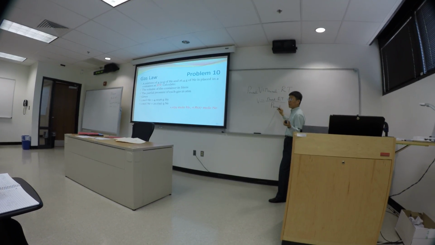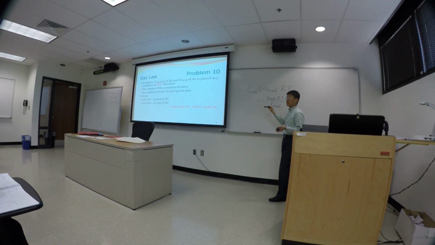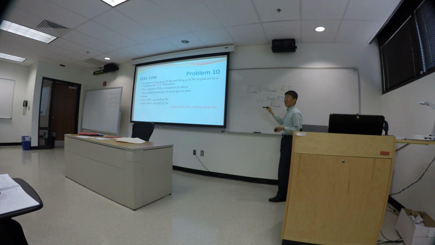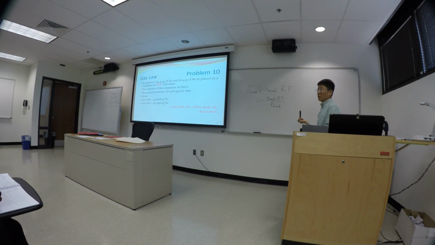P total, that's 1 atm. Temperature is 0 degrees Celsius. So the volume equals to 0. Right? Now, you can't use 0 here, use 273.15. Okay, so the total volume would be somewhere around 42.40.